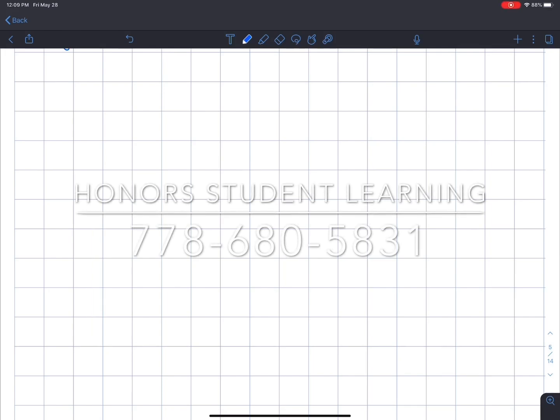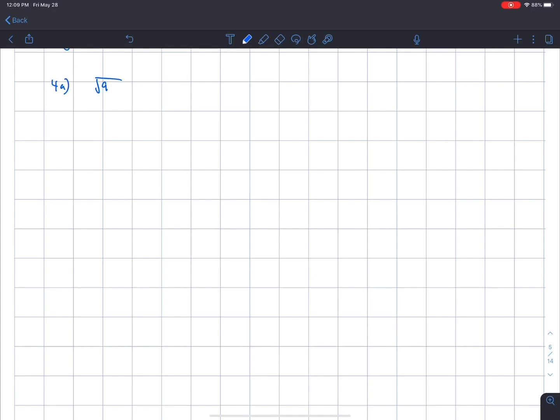Okay, question 4. 4a. The square root of 900. We have seen these kinds of questions before. Remember, you can break it down into the square root of 9 times the square root of 100. In the question we were told that the square root of 9 is 3, but we should know that already. So the square root of 9 is just 3, and the square root of 100 is 10. So we get 30.